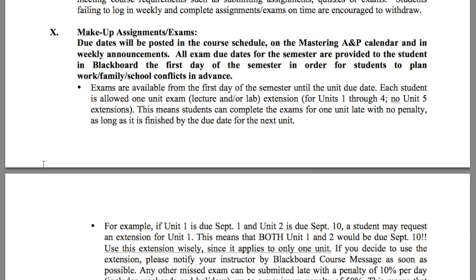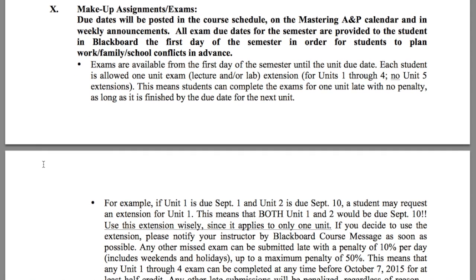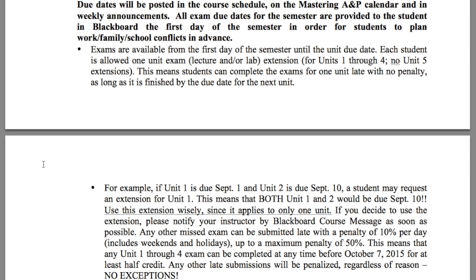The biggest thing that I have to deal with is makeup exams and makeup homework. This is an online class, and so there's really no reason to do makeup work. You are welcome to do your assignments at any time. So the way I work that is you have 5 units, and I do allow you to have one what I call free extension, because everything's available from day one. You need to pace yourself and make sure that you schedule time to take your exams.